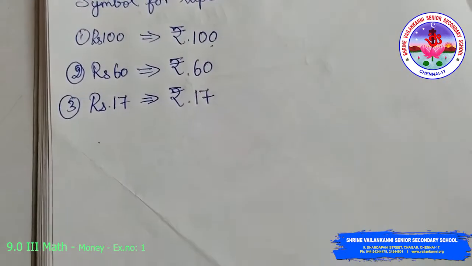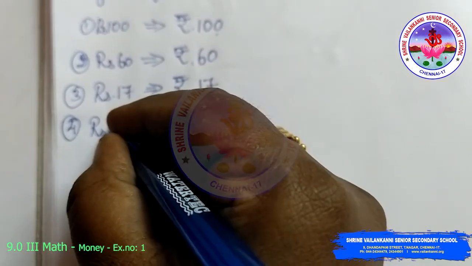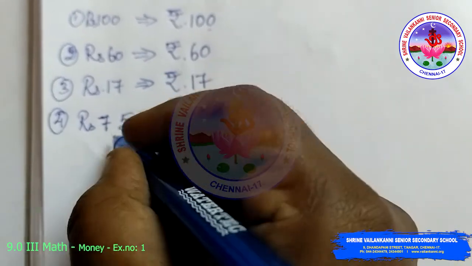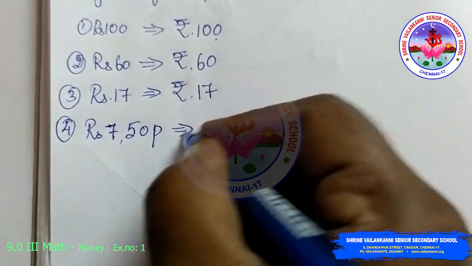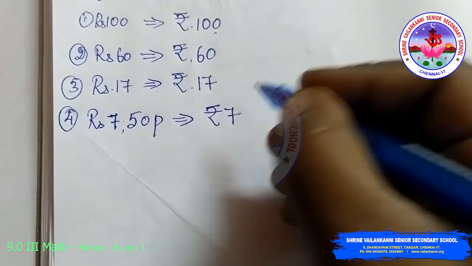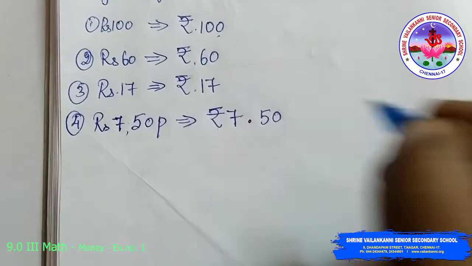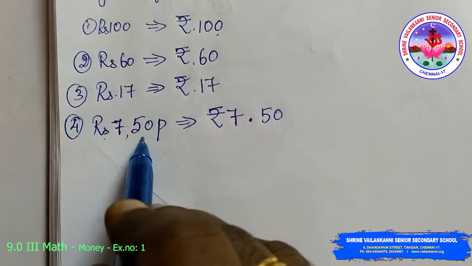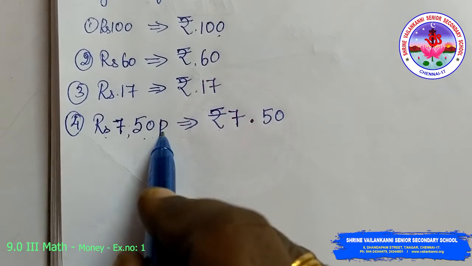So when you write 7 rupees 50 paise, okay, 7 rupees and 50 paise, this can be written as first the rupee symbol 7, then point 50 paise. So this is one way of writing 7 rupees 50 paise, with P as paise.